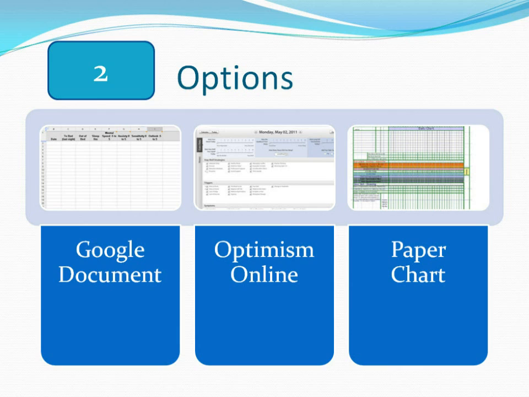One is a Google document that we've developed. It's a very simple way of keeping track of information and allows you to share it with other people. The second is an application that we like from Optimism Online. And then the third is a paper chart. And again, there are many different paper charts, although they all tend to have some common features.